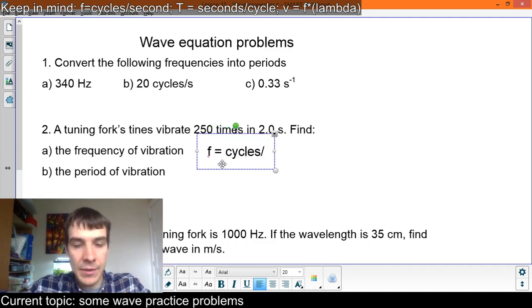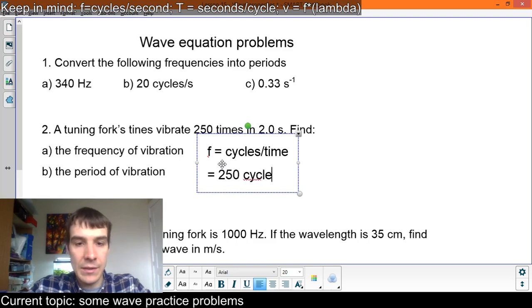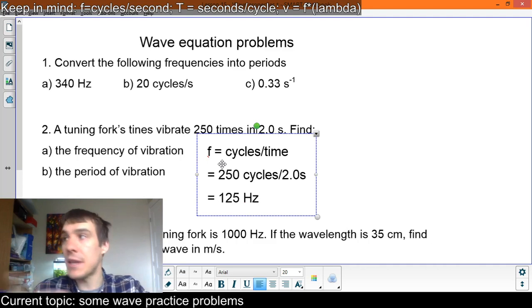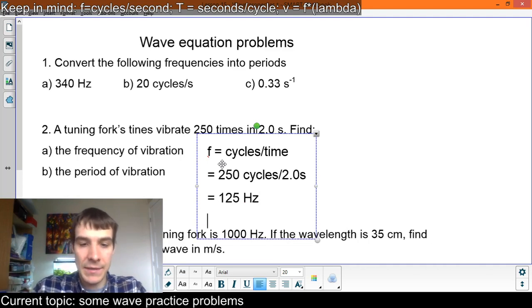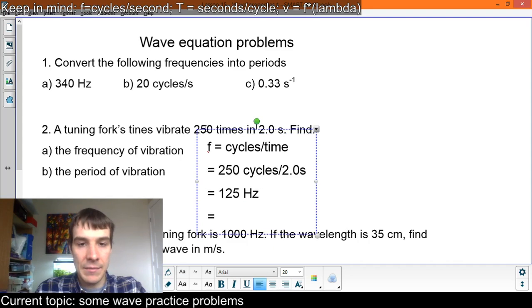It's number of cycles per time, right? Number of cycles over time, which is 250 cycles, how many times the tuning fork vibrates in 2.0 seconds, which is obviously 125 hertz. Remember, cycles per second, that's hertz. But with significant digits, we have to round that because we only have 2 significant digits on either one of these numbers, and it's exactly 5, so we use the make-it-even policy, so 120 hertz. Frequency is cycles per time, cycles per second.